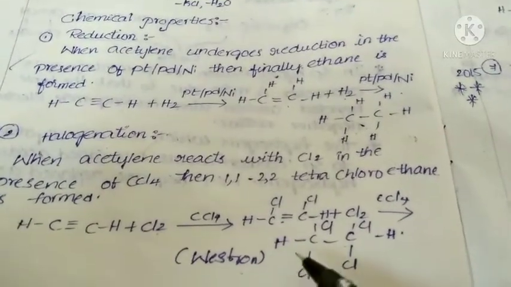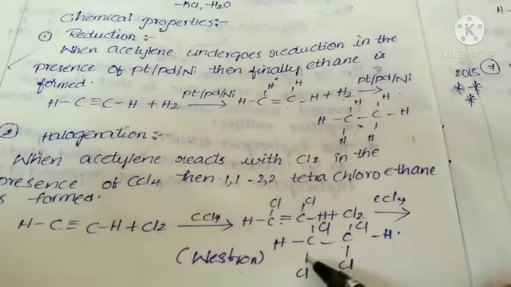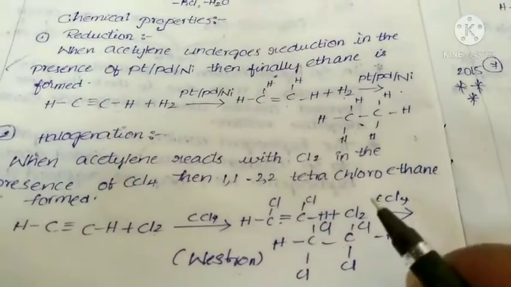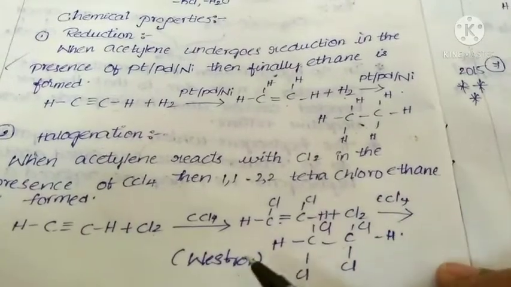So what is the IUPAC name of Westron, students? 1,1,2,2-tetrachloroethane. 1,1,2,2-tetrachloroethane is called what, students? Westron.